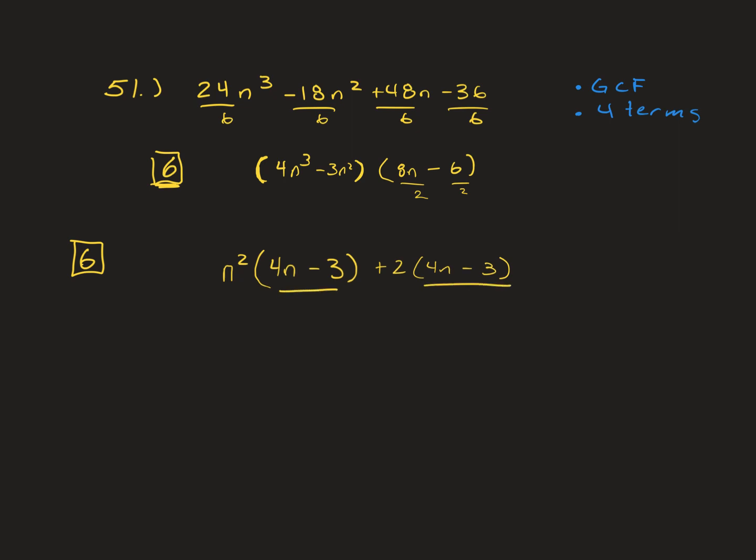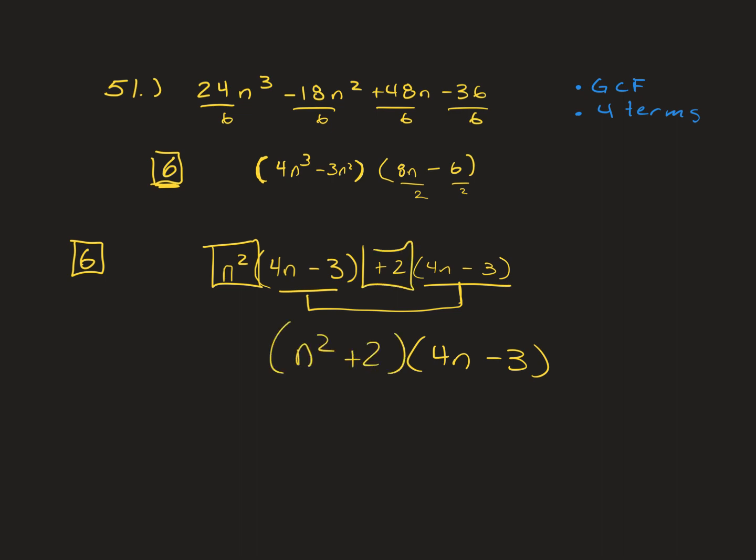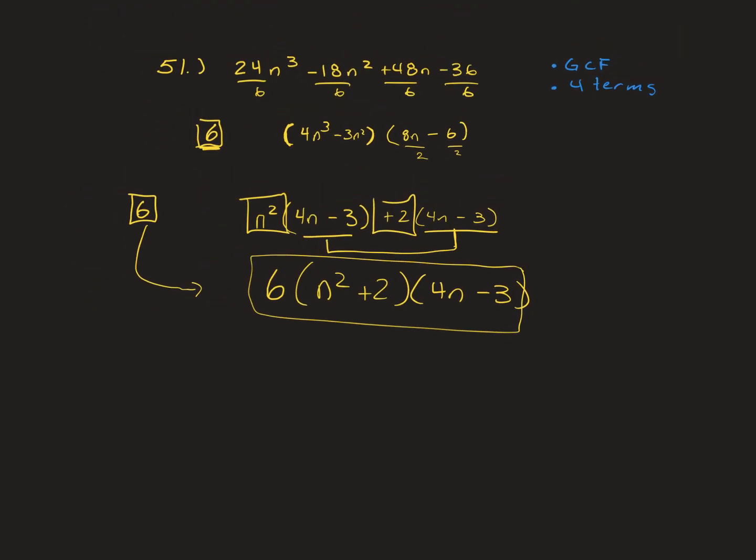Again, these match, which is what I'm looking for in grouping, that they match. So I know one of my factors is 4n minus 3. How do I find the other factor? It's the other part that I didn't use, the n squared plus 2. N squared plus 2. And not to forget that I had this 6 waiting out there that should be out front. So this is the factored form right there. That's my answer. But as always, I'm going to check it.